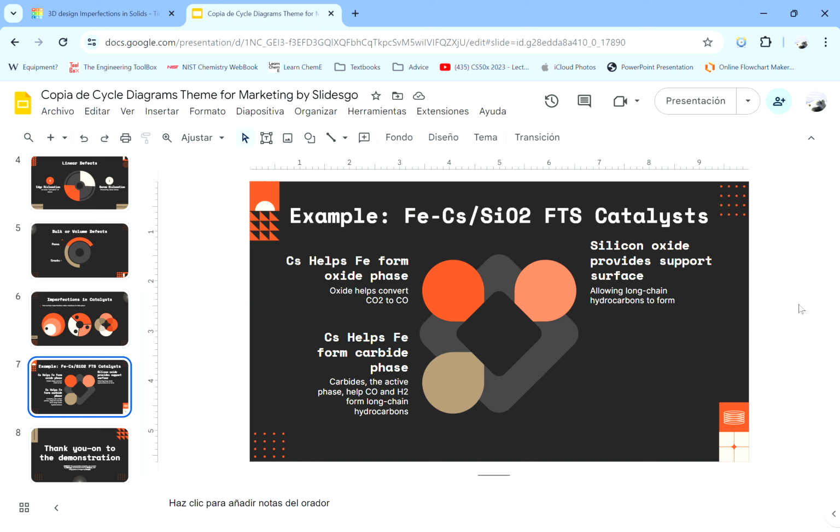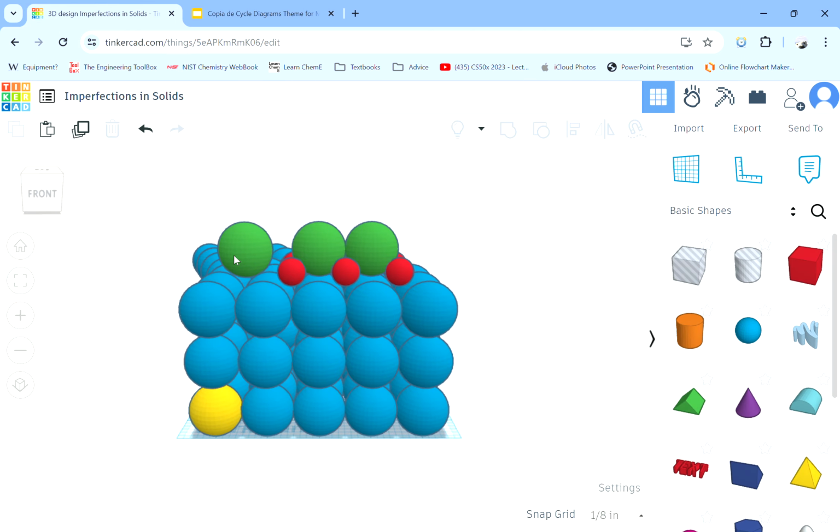This carbide phase takes the previously formed carbon monoxide, reacts with feed hydrogen to form long-chain hydrocarbons on the surface of the SiO2. In this example, the SiO2 provides support for the surface, allowing the long-chain hydrocarbons to form on its surface. Now we will see examples of all of these kinds of imperfections.